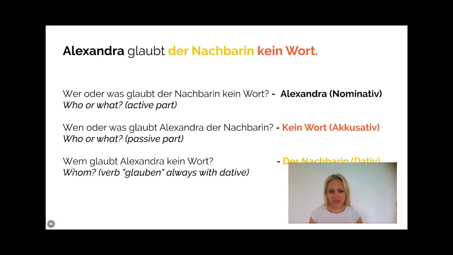That's the dative case question. Wem glaubt Alexandra kein Wort? Means whom doesn't she believe a word? Or to whom does she not believe? Glauben is a dative verb. Okay, so whomever you believe needs to be put in the dative case. So here the dative object is der Nachbarin, right? So die Nachbarin, which is actually female, the female neighbor, it changes to der, right? Because it's in the dative case now.